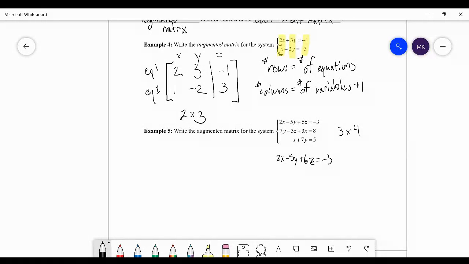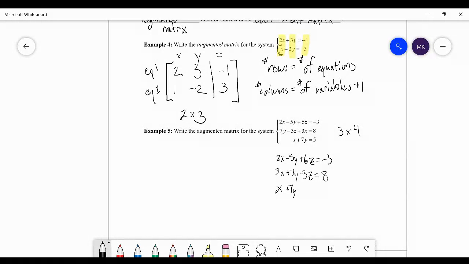So my next equation, I want to rearrange things so that my variables go x, then y, then z. And so I need to move this plus 3x to the front. And then I have a positive 7y, so we can plus 7y. And I have a negative 3z, so minus 3z. And that equals 8.